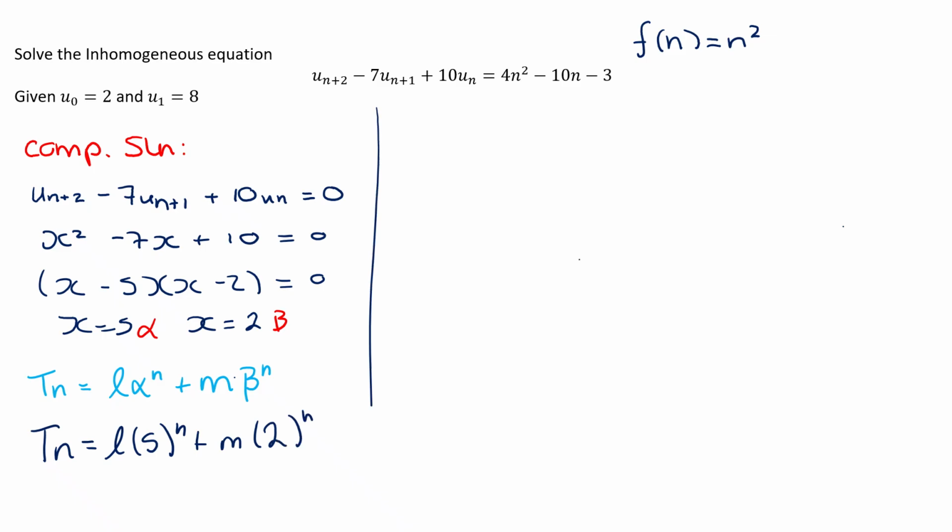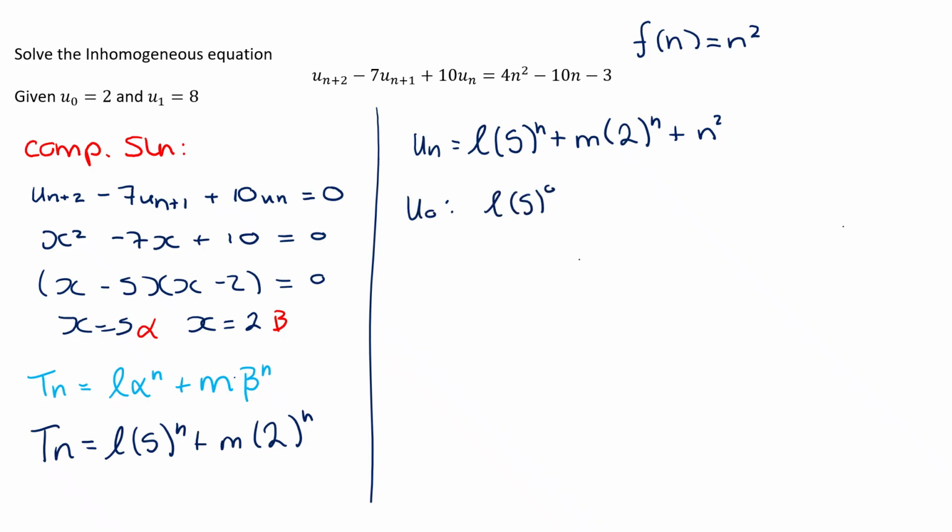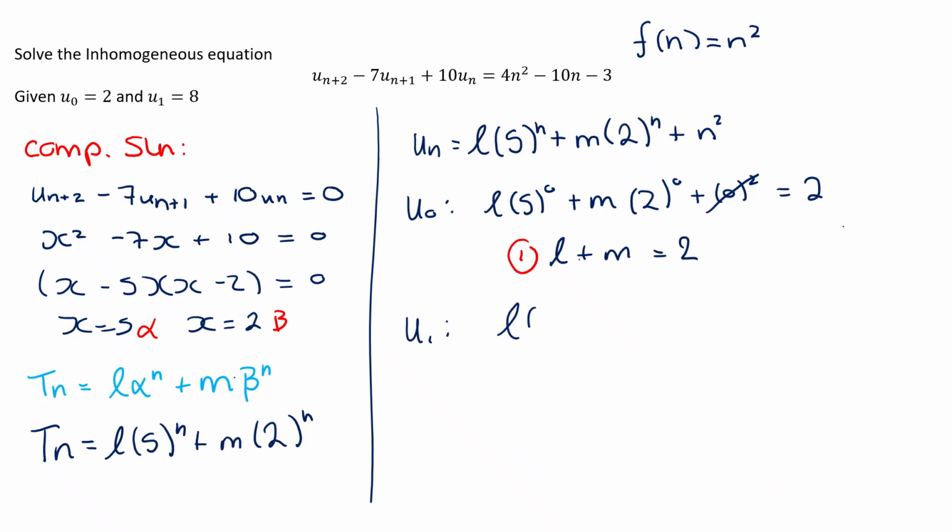That means for the complementary solution, it's L 5 to the power of n plus m 2 to the power of n. So to make our final solution for un, we pull our complementary piece and we add our particular piece, which is just n squared. So we do u0. u0 is L 5 to the power of 0 plus m 2 to the power of 0 plus 0 squared, which is gone, and that should all equal 2. That's L plus m equals 2, and that gives us equation number 1. We then can work with u1. So that's L 5 to the power of 1 plus m 2 to the power of 1 plus 1 squared, and that equals 8.